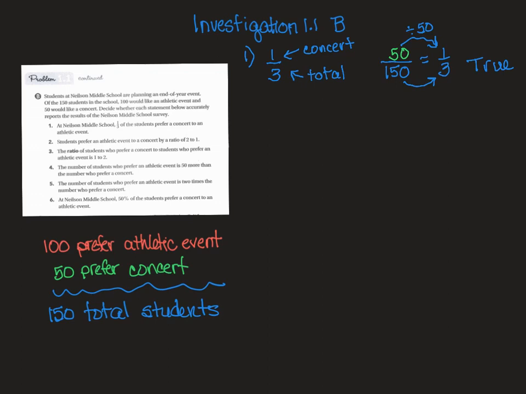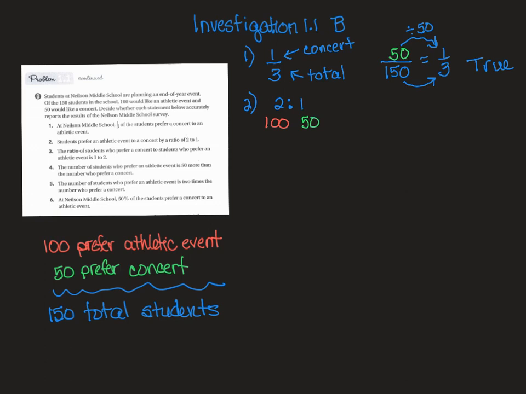Now I'm going to move to number 2. Okay, it says prefers an athletic event to a concert. And they're saying that the ratio is 2-1. So we're going to see 2-1. So 2 is the athletic event because that was first mentioned in the problem. So that would be, athletic event would be 100, and the concert would be 50.